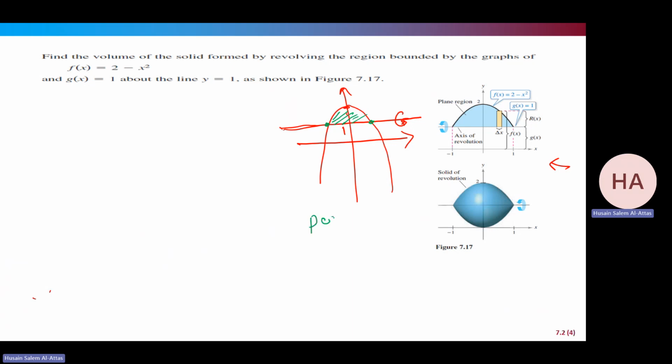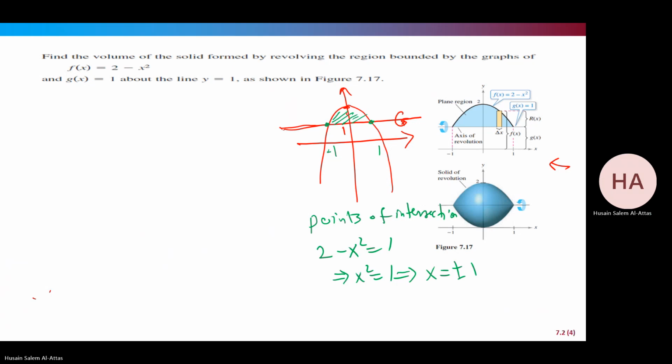So I'll find points of intersection. I equate the 2 functions: 2 minus x squared equal to 1. So I have x squared is equal to 1, which means x equals plus or minus 1. So this is minus 1 and this is 1 for the x values.